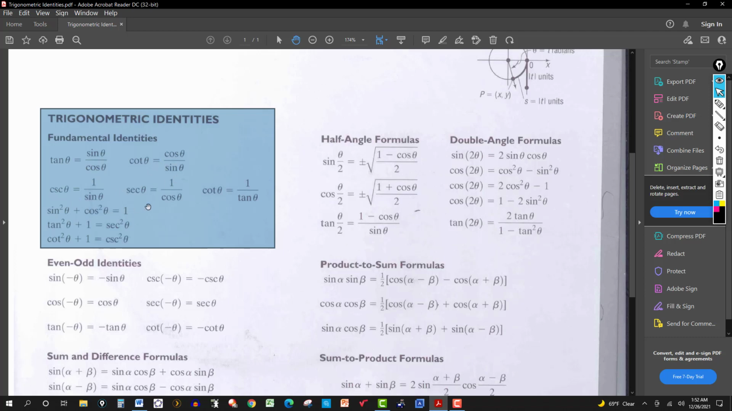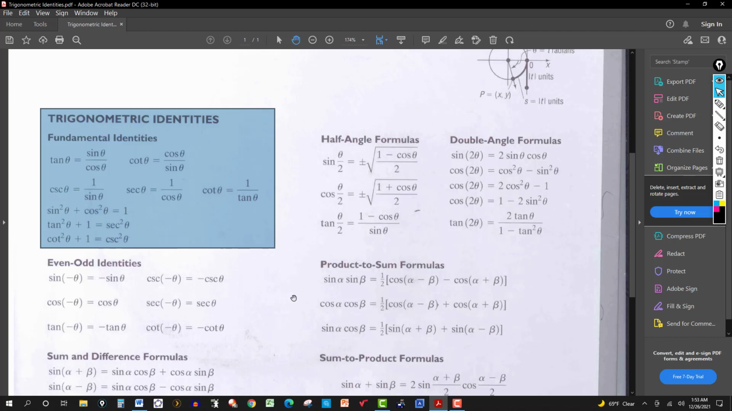And then you have the reciprocal identities. Cosecant is 1 over sine, same angle theta. Secant is 1 over cosine. Cotangent is 1 over tangent, the same angle. And then the last three are the Pythagorean identities because of the form. Sine squared of the angle plus cosine squared of the same angle is equal to 1. We have tangent squared plus 1 is equal to secant squared. Cotangent squared theta plus 1 is equal to cosecant squared theta.